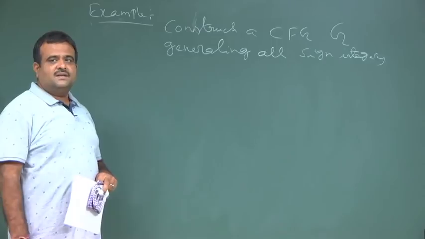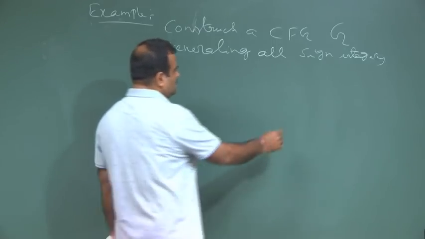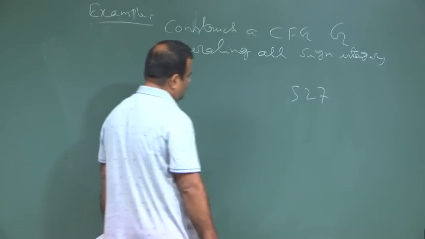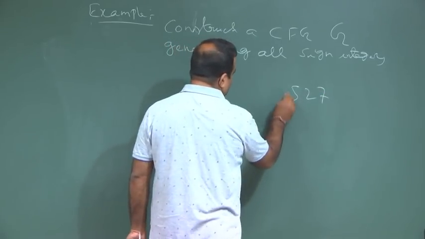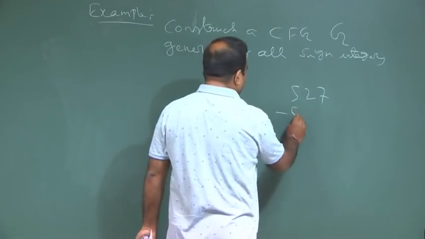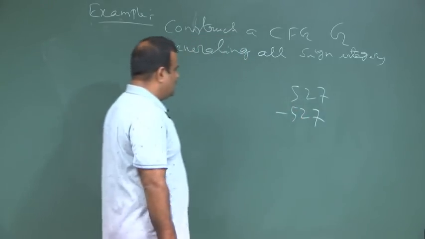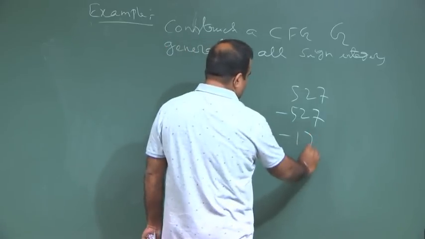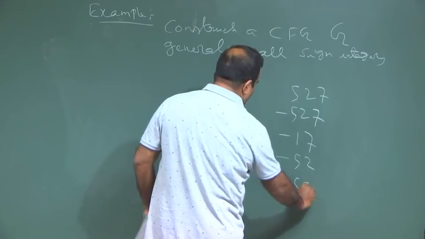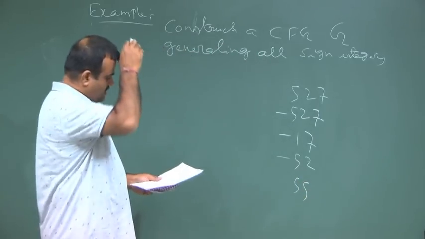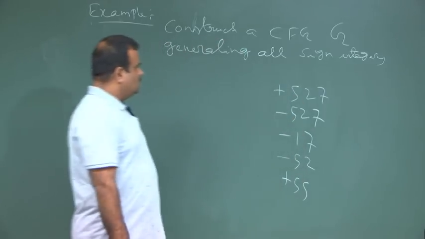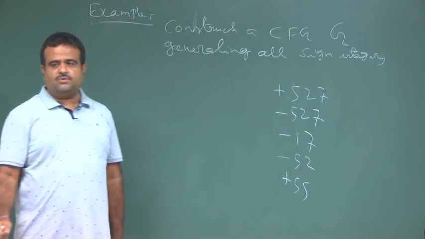What do you mean by signed integers? Signed integers means it is say 527, this is one integer. If no sign is there, it means plus. Then minus 527, this is another integer. Then minus 17, minus 52, plus 55, this is one integer. Even we can have the symbol plus. So, this type of integer we want to get.